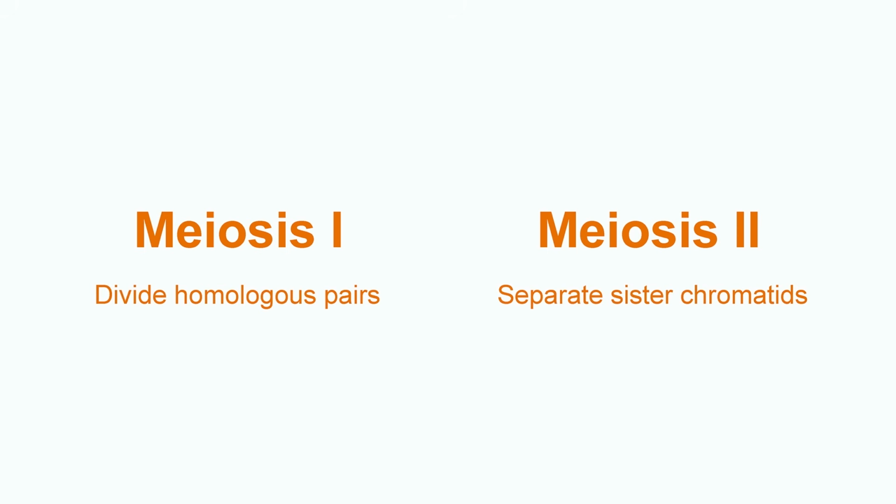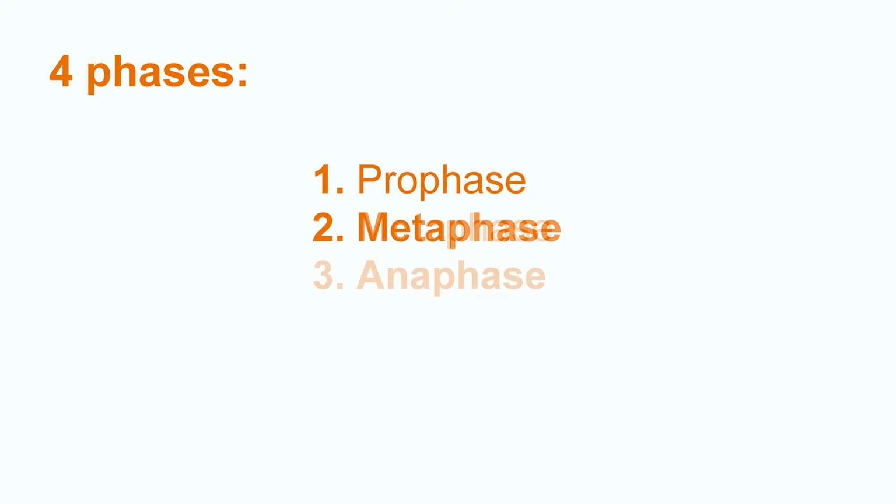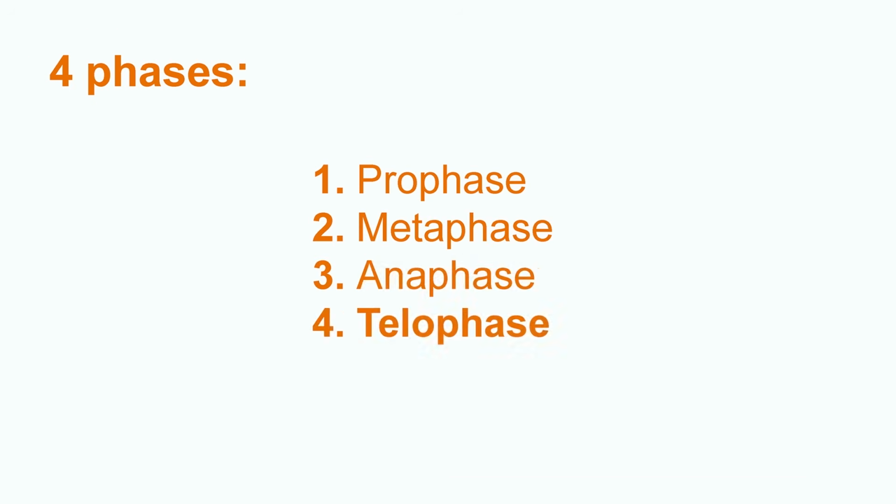In meiosis, cell division occurs twice, okay? One cell can produce 4 egg or sperm cells. Each round of cell divisions, meiosis 1 and meiosis 2, undergoes 4 different phases: prophase, metaphase, anaphase, and telophase.